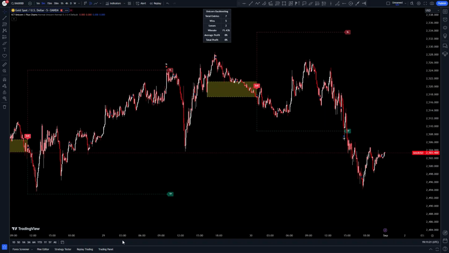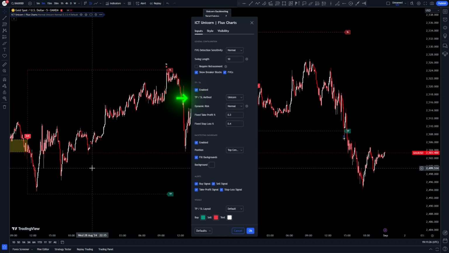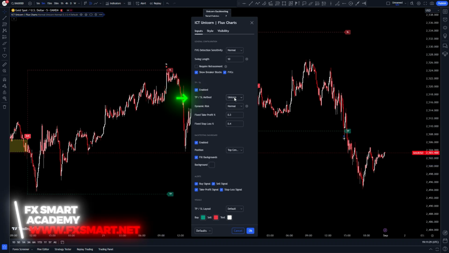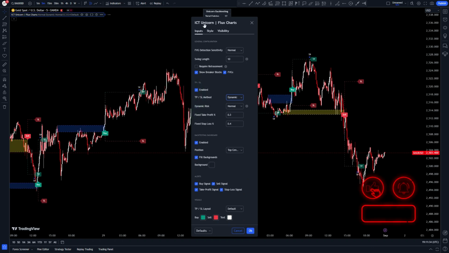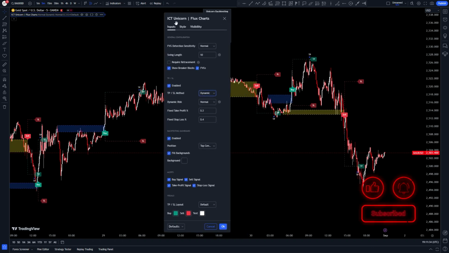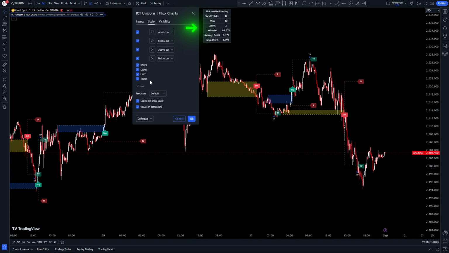Now, let's work on improving the win rate of this indicator and enhancing its performance. If you go to the settings and click on the input section, you'll have access to the indicator's settings. As you've seen, the default settings are already quite good, but by changing the TPSL method to dynamic, the performance can significantly improve. However, keep in mind that this setting may not work as well across all symbols and timeframes, so it's essential to adjust it to fit your specific strategy, symbol, and timeframe. As you can see, the win rate of the indicator has increased to 83%. You can experiment with different methods to find the best results for your trading setup.